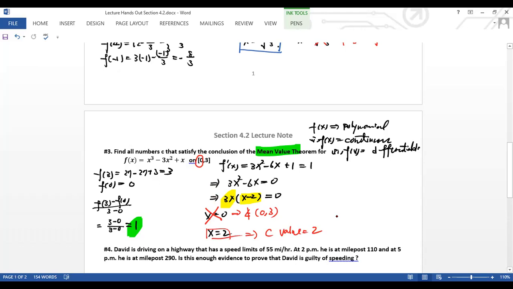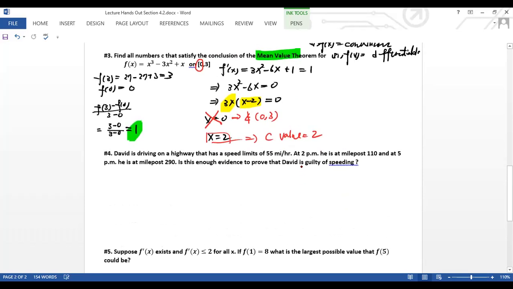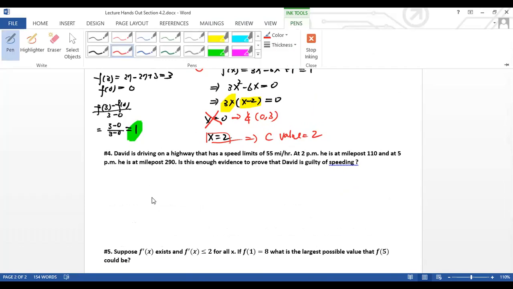Okay, let's take a look at how these applications work. Dave is driving on a highway that has a speed limit of 55 miles per hour. At 2 p.m., he is at milepost 110. At 5 p.m., he is at milepost 290. Is there enough evidence to prove Dave is guilty of speeding somewhere? Speeding means that at a certain moment his speed is more than 55 miles per hour.